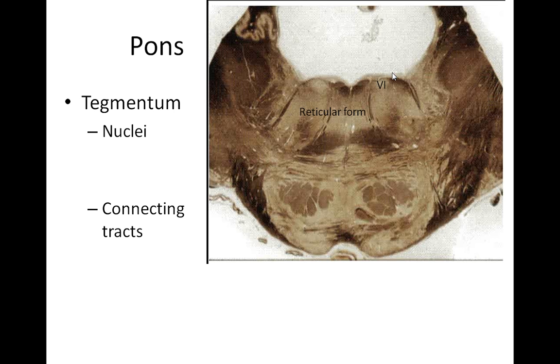The next cranial nerve nucleus is the branchial motor column, and this corresponds to cranial nerve 7, the facial motor nucleus. The next column over, the visceral motor nucleus, does not exist in the lower pons.